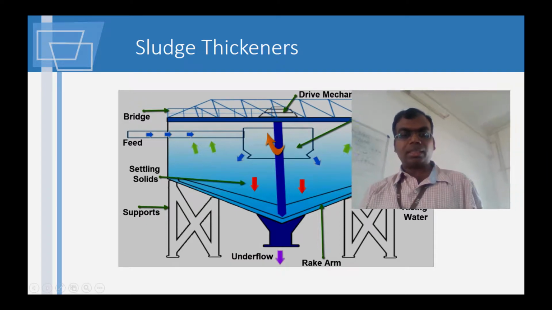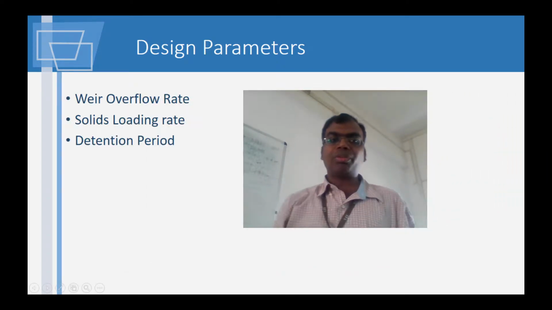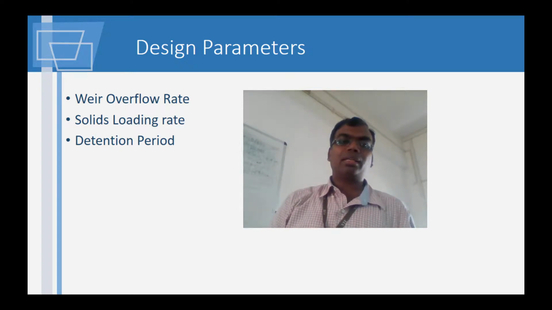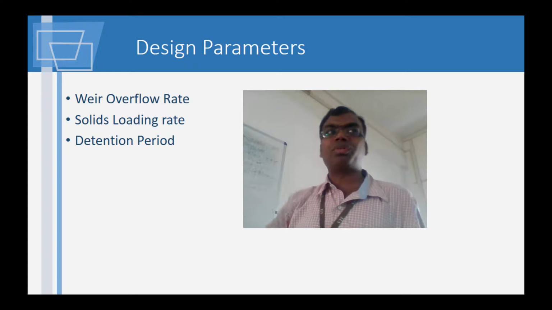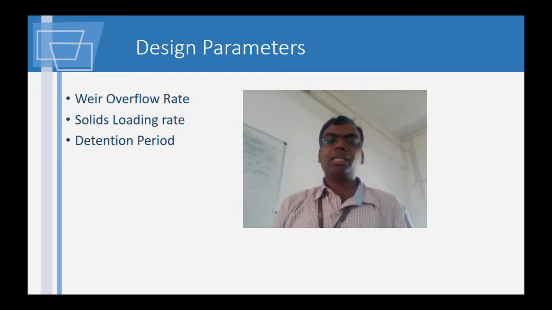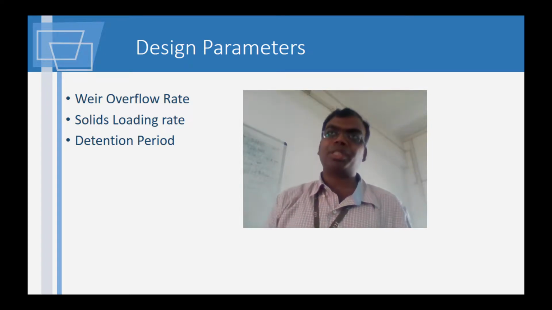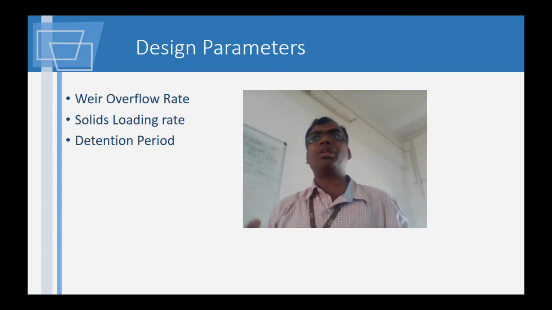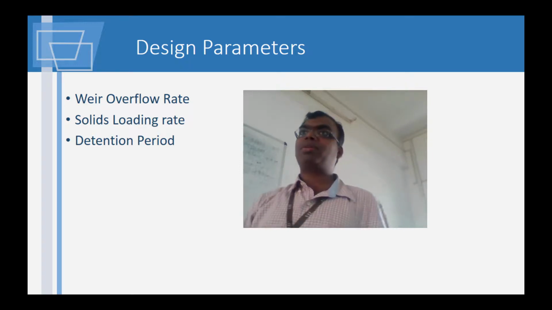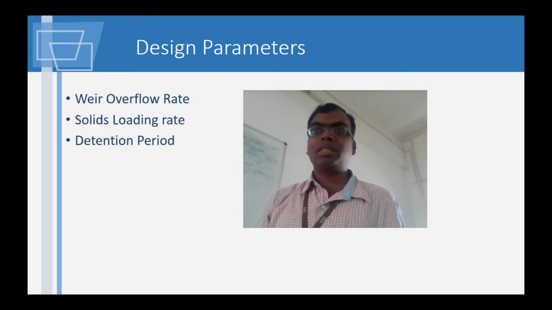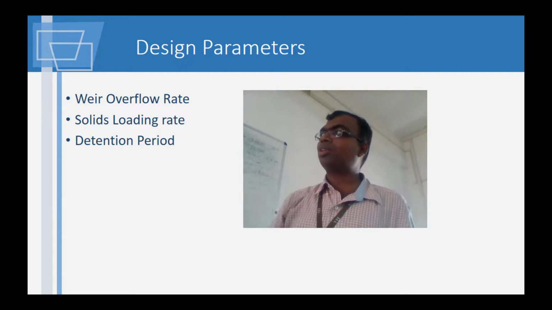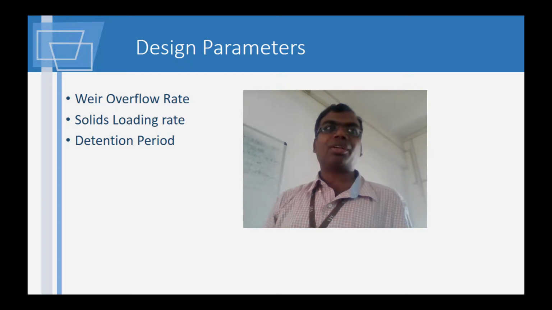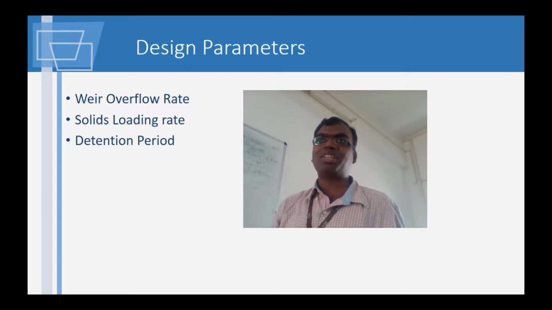Basically these are the design parameters: the weir overflow rate, solid loading rate, what was coming in the middle, and of course you also have the underflow removal rate, which will also come into the picture, and detention period, which is the time it will take for ensuring that the process is efficient. If you make it very small, the detention period is going to be less, but the quality of the effluent is going to be much lower. Solid loading rate means the amount of solids which come into the weir should have a particular concentration for efficiency of the operation.